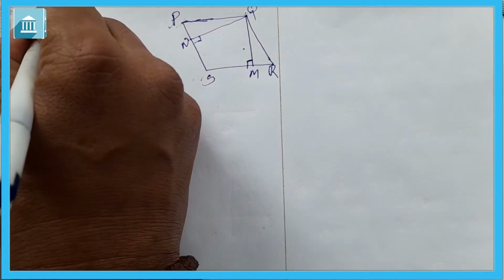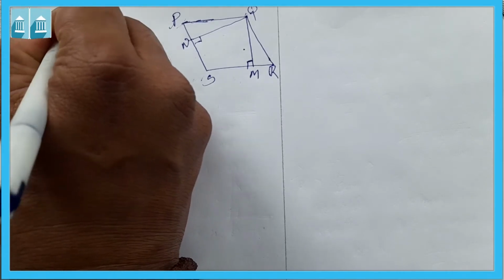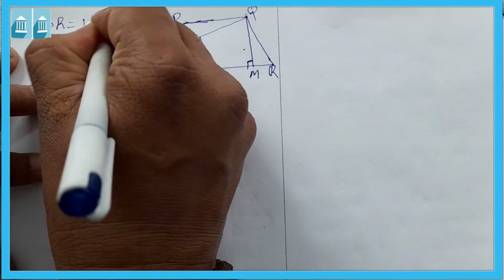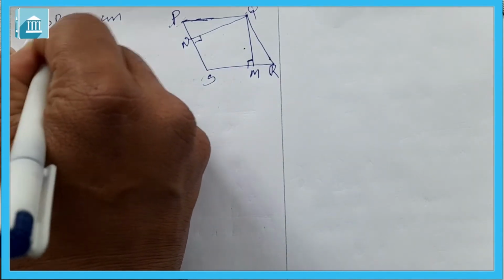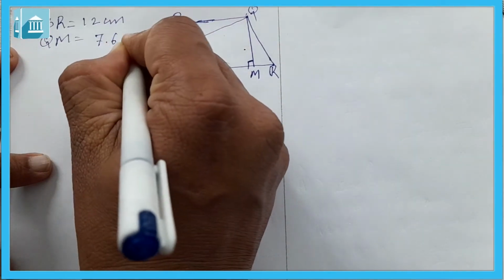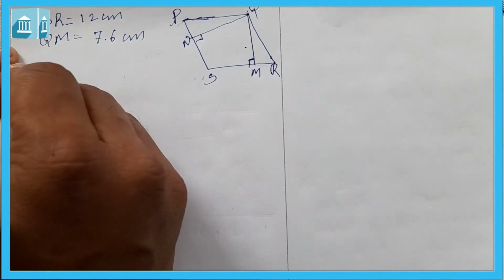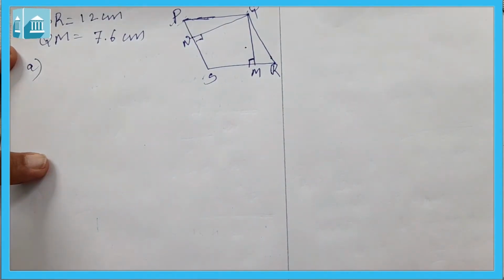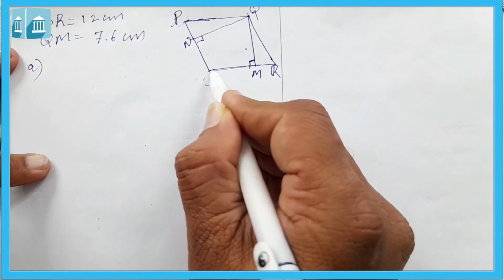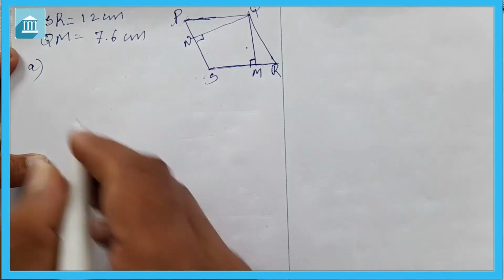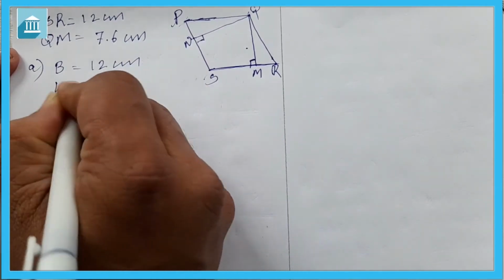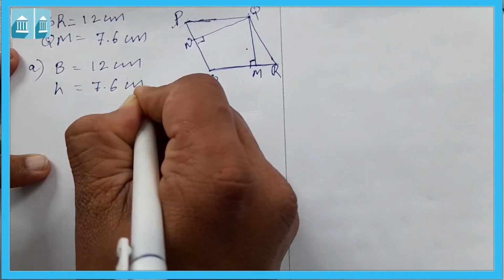Here given is SR is equal to 12 centimeter and QM is equal to 7.6 centimeter. We have to find out first A, that is area of parallelogram PQRS. So if we see the area of parallelogram PQRS, this SR will be the base and QM will be the height. So here we can say that base is equal to 12 centimeter, height is equal to 7.6 centimeter.